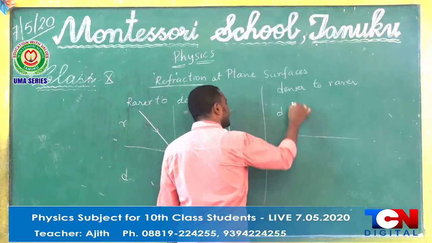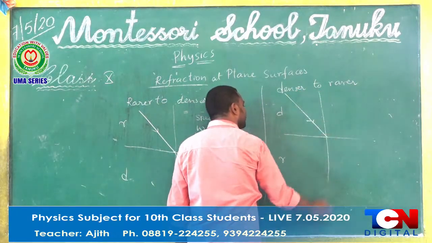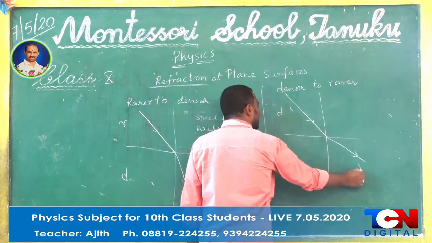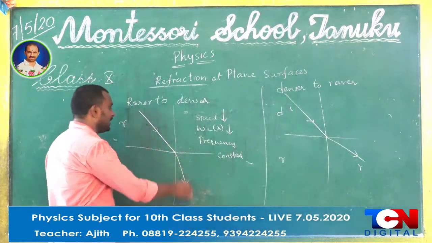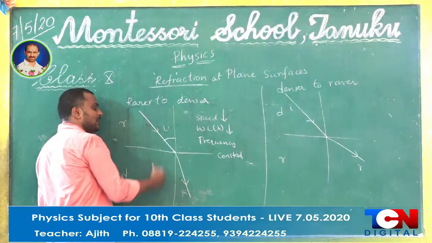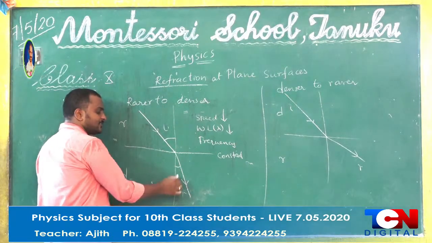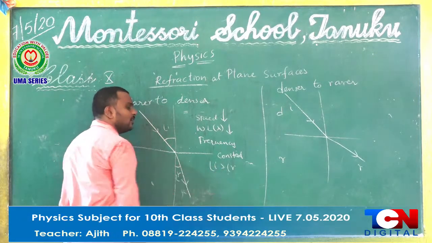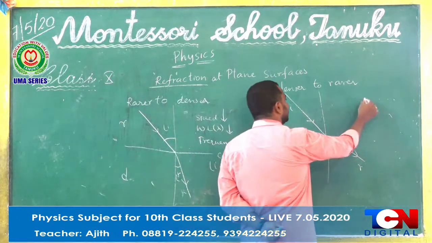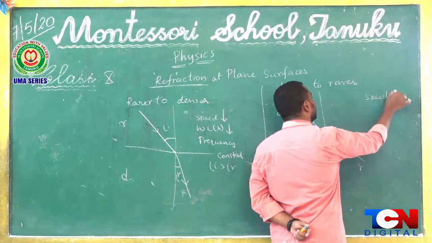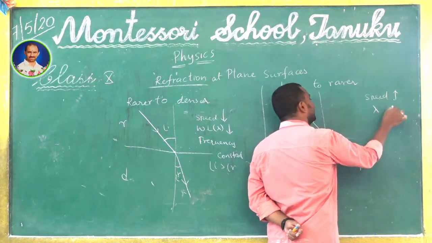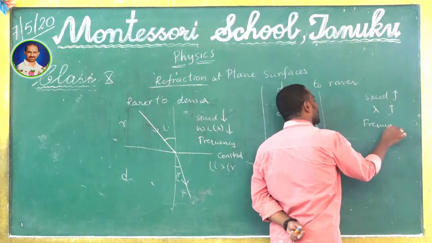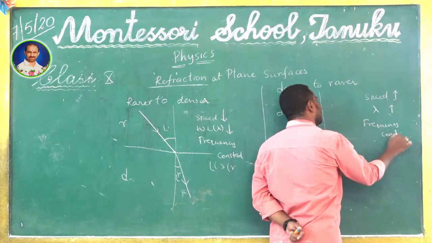When the light is traveling from denser to rarer, it bends away from the normal. So this is the incident ray, this is the refracted ray. The angle between the normal and the incident ray is called the angle of incidence. The angle between the normal and the refracted ray is called the angle of refraction. Here the angle of incidence is greater than angle of refraction. And here the speed increases, the wavelength increases, and here the frequency is constant.